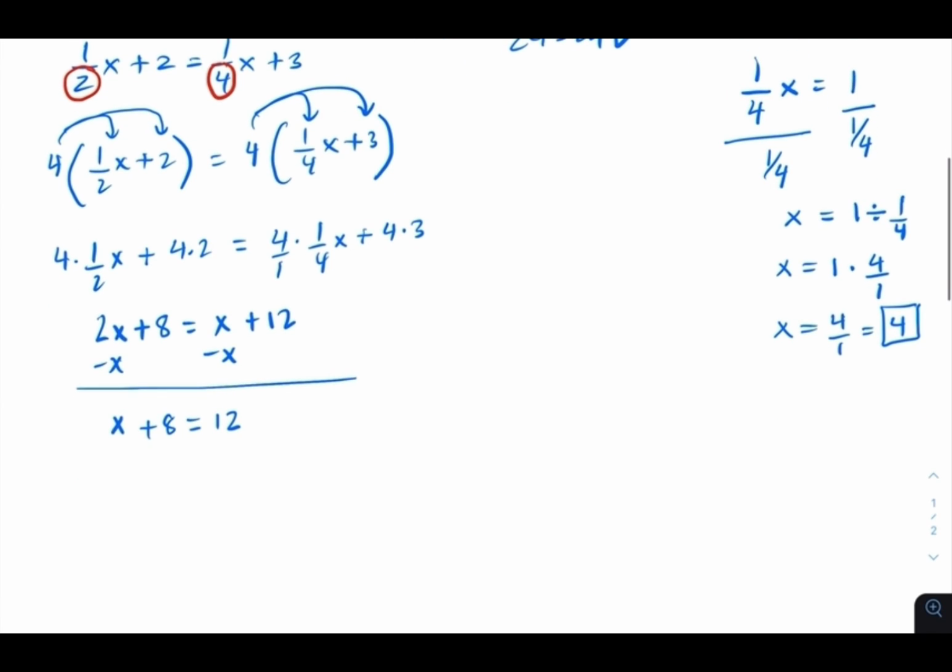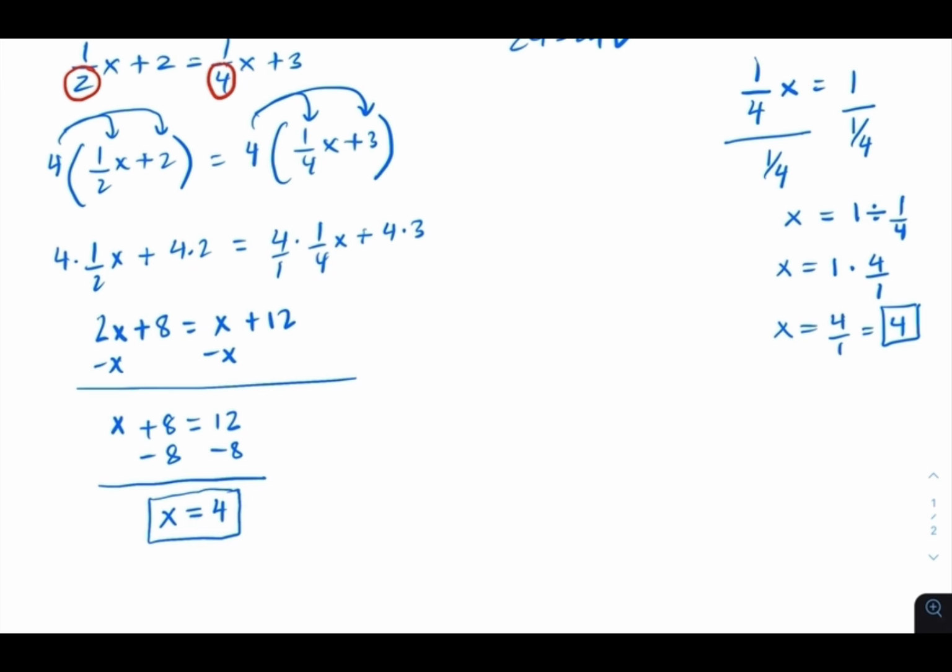And so now your goal is to solve for x, so we want to isolate x. Here we have a positive 8, so we want to get rid of that positive 8. We're subtracting 8 on both sides. And so x is equal to 12 minus 8, which is a 4.